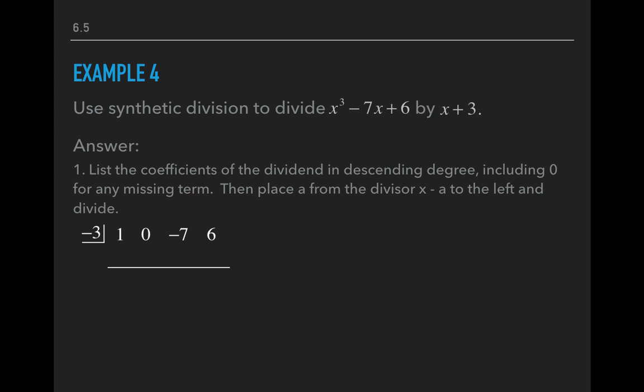Our cubic term is a 1. We don't have a squared term, so you have to put a 0. Our linear is negative 7, and our constant is 6. All right, let's do the division. Bring down the 1. Now we're multiplying and adding, and multiplying the divisor by that number and adding. Oh, that should be a positive 2, I'm sorry. And then that gives you a product of negative 6, which leaves you with 0.